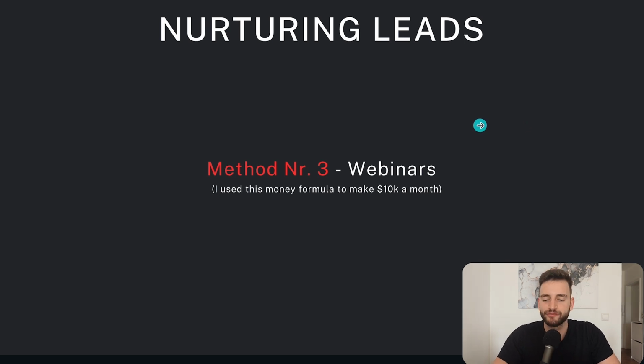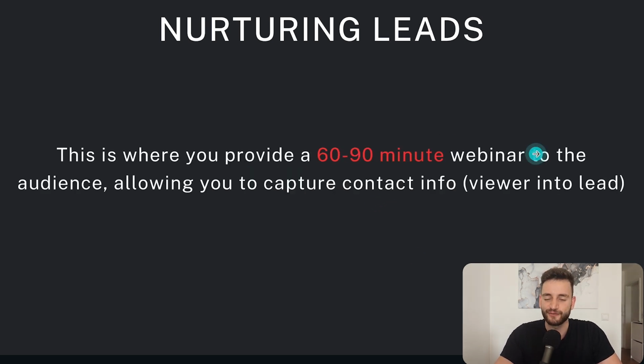One of my absolute favorite ones. And again, there's a video on this. It's called something like I use this money formula to make 10K a month as a copywriter. You can go ahead and check the video out after you've watched this one, guys. So this is where you provide a 60 to 90 minute webinar to the audience, allowing you to capture their contact info, turning those viewers into leads.